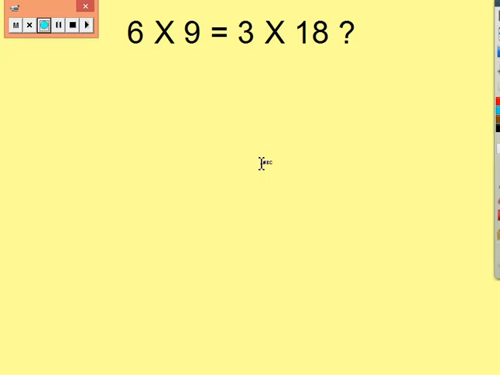Can you think of a story problem that would show that 6 times 9 equals 3 times 18? Start with the story problem of 6 times 9. Then change the situation to 3 times 18. Talk with your partner and come up with at least one story problem that makes sense. Put this in your journal.